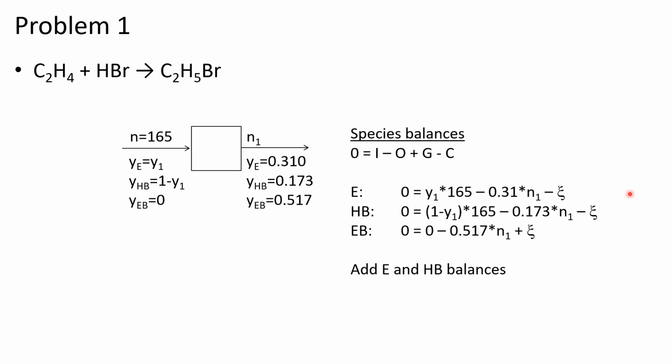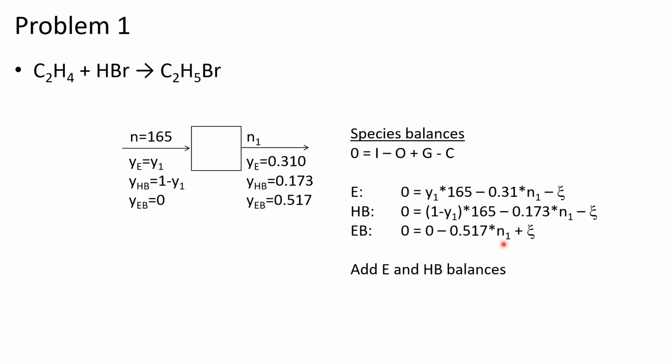We now have the three balances that we can write for this reactor. And we're going to have to try to solve these for the unknowns that we have here. We have three unknowns, Y1, N1, and Xi. And looking at these three equations, we can't solve for just one of the unknowns.